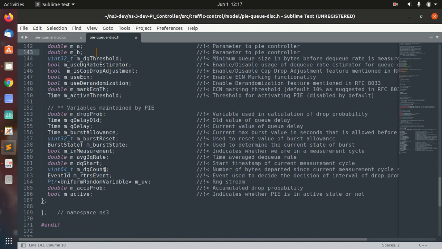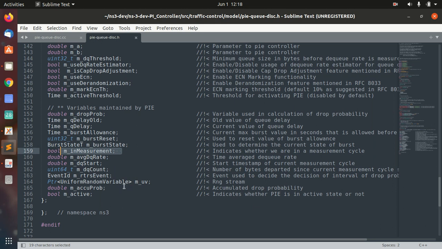Apart from that, we have some variables maintained by PIE, like the drop probability of the PIE algorithm, the old queue delay, and the current queue delay. The burst allowance means the amount of time we can allow a burst before the drop early function kicks in. Also the average dequeue rate, which is useful for calculating the current queue delay, and inMeasurement, which is useful to calculate the average dequeue rate when we are in the measurement cycle.